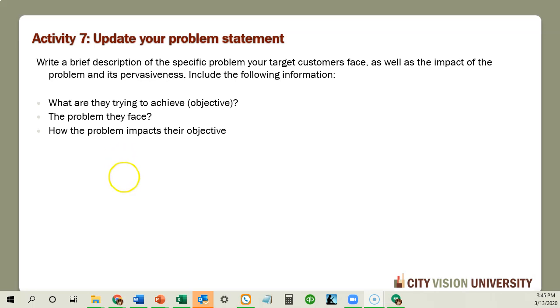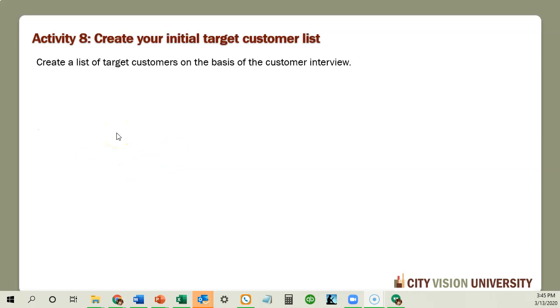So what you're going to do is update your problem statement. Try to update or revise similar questions you had before. What are they trying to achieve, their objectives, and how does the problem they face impact their objective? And then what you want to do is start to go deeper on your customers. So you may have tried 2 customers in different segments and realized a particular segment wouldn't work. So with City Vision, we're always doing this type of learning.